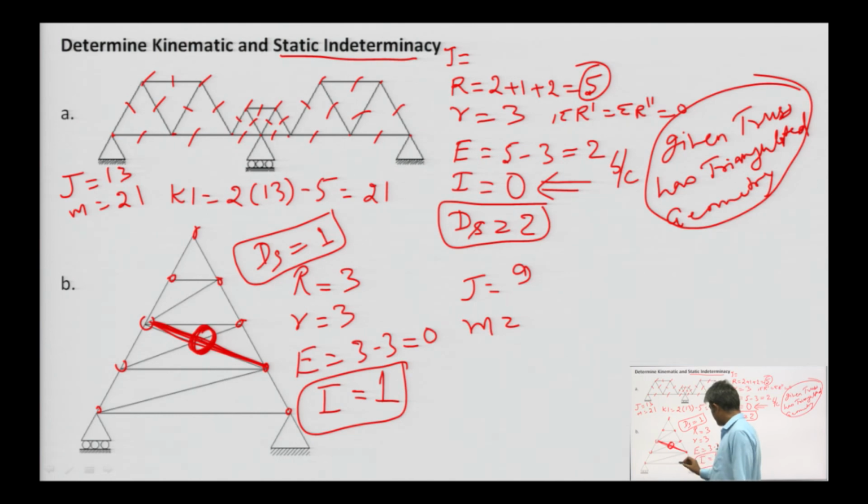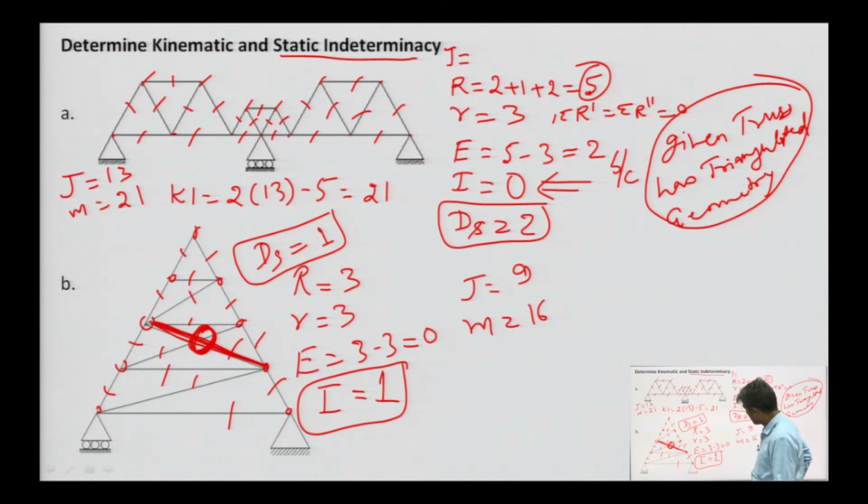Number of members: 1, 2, 3, 4, 5, 6, 7, 8, 9, 10, 11, 12, 13, 14, 15, 16. Anything missing? No, we have taken every member. J is equal to 9, M is equal to 16, capital R is 3.